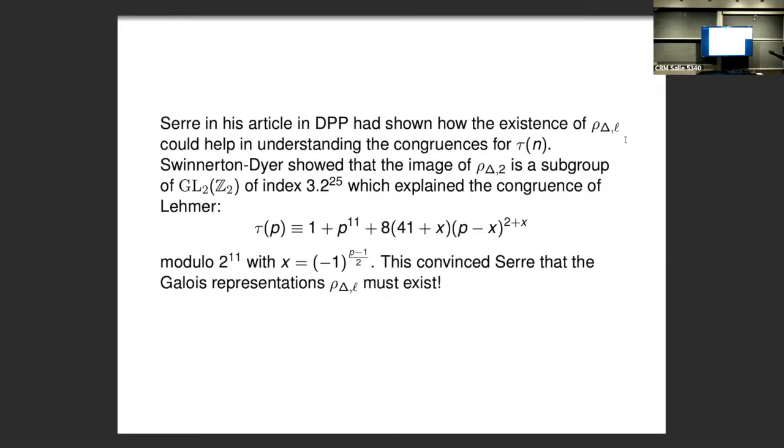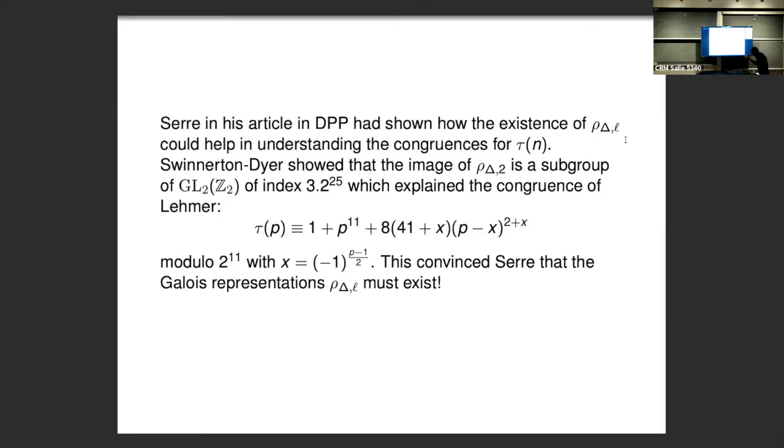Once you say such a representation exists and has such traces and such characteristic polynomials, one embarked on studying it, right? So for example, Swinnerton-Dyer then proved that if such a representation exists, then the image of this 2-adic representation, as well as the delta function, he could completely characterize what it is. He could characterize it's a subgroup of GL2 of Z_2 of some very large index, right? And this somehow explains some other known congruence for the tau function mod 2^11, right? Lehmer had written down this congruence, some somewhat involved congruence, and the fact that the Galois representation and its image explained certain rather exotic looking congruences was evidence that these representations should exist.